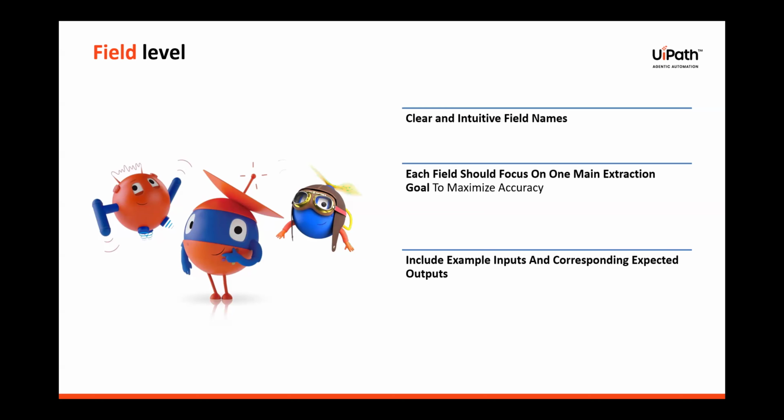Field level best practices. While adding the prompt for the field, while defining the field, usually select a clear and intuitive field name. Use similar language as the documents to reduce ambiguity during extraction. And be explicit about what the model should extract. Like what is the requirement? If you have any formatting instruction, you can add it over there.